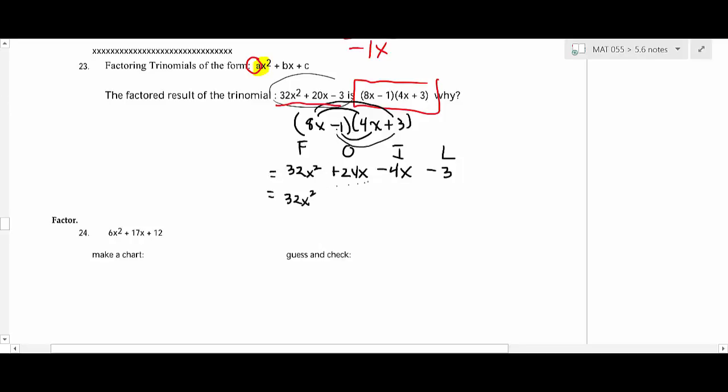These are like terms. 24 minus 4 is 20x minus 3. So what I was trying to show you is when we multiply the answer out, we got the problem. Now my goal is to teach you how to get that answer right there, which is what I'm going to show you in this section.